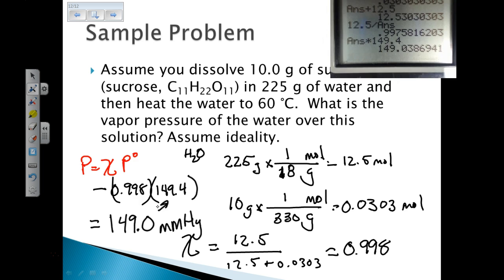Because this hasn't changed much, that means you're still going to smell it just about as much. It's still roughly going to have the same boiling point. So there's lots of things that happen here, and there's a couple of cases. One where the vapor pressure changes a bunch, and one where vapor pressure doesn't change a whole lot. Okay, so that is the colligative property of vapor pressure lowering, and have a great day.